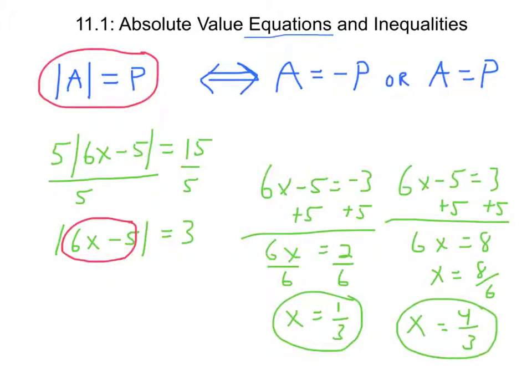Now remember, you're getting two solutions to these kinds of problems. One of the solutions, the 1/3, when you plug that in for x, makes the inside expression come out to be -3. And so you end up with the absolute value of -3 equals 3, which is true. The other solution, 4/3, makes the inside expression come out to be +3. And so you end up with the absolute value of 3 equals 3, which is also true.